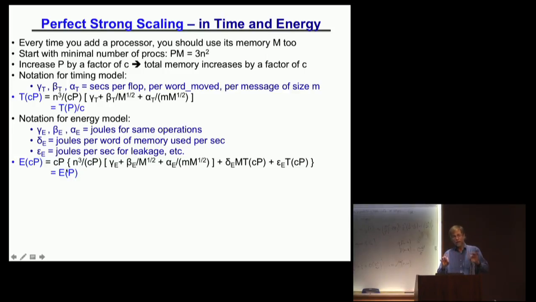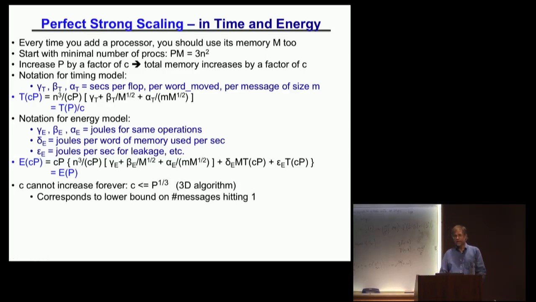I haven't changed the physics. All the processors are burning power at the same rate. I have C times as many of them, and they all run exactly 1/C as long. And so the C's cancel, and the total energy is constant. And so I'm calling that perfect strong scaling in energy. And you say, is this sort of magic? Can I keep doing this forever?